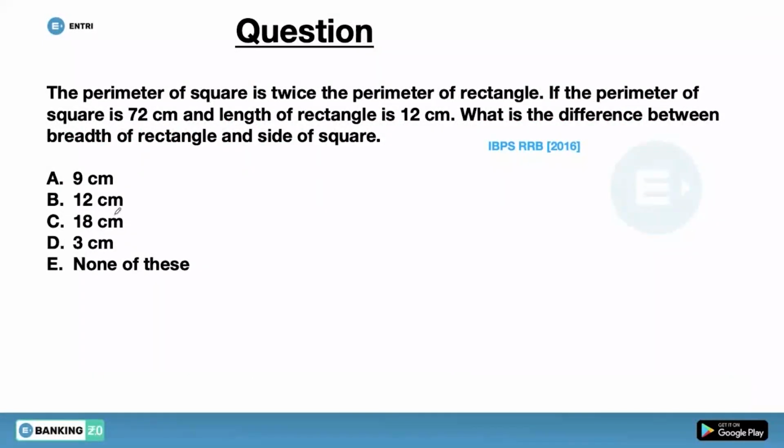The next question is: the perimeter of a square is twice the perimeter of a rectangle. If the perimeter of the square is 72 centimeter and the length of the rectangle is 12 centimeter, what is the difference between the breadth of the rectangle and the side of the square? And this question is again from IPS RRB 2016. So let's try to solve this question.